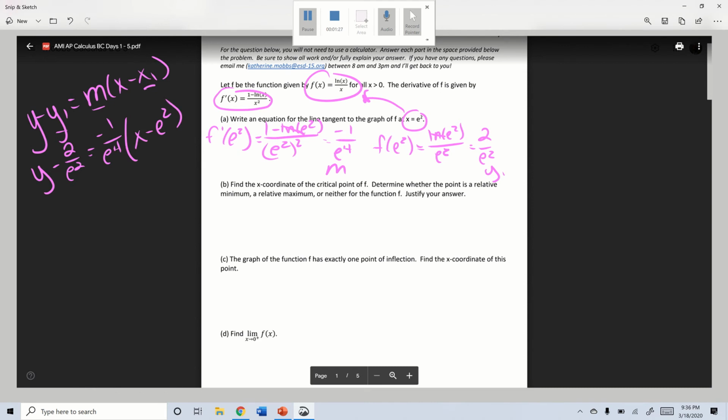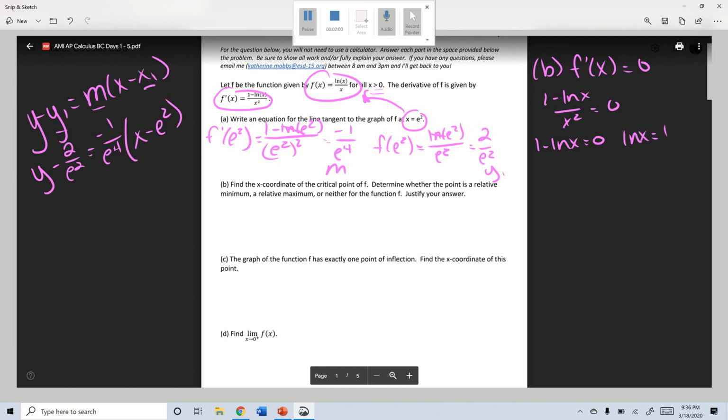On part B, we're trying to find a critical point. So critical points are where your first derivative is equal to 0. Could technically also be where your first derivative is undefined, but the only thing that makes this first derivative undefined is if the denominator is 0, but the denominator can never equal 0 because that's not in our domain. So we're going to set the first derivative equal to 0. Multiply by the denominator, you just get 1 minus ln of x equals 0. So you're looking for where ln of x is equal to 1.